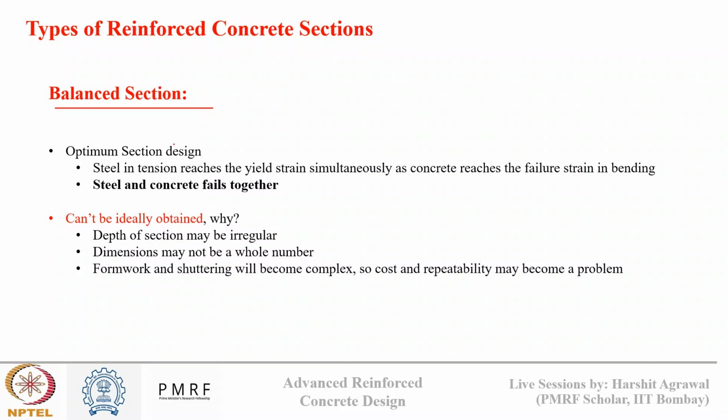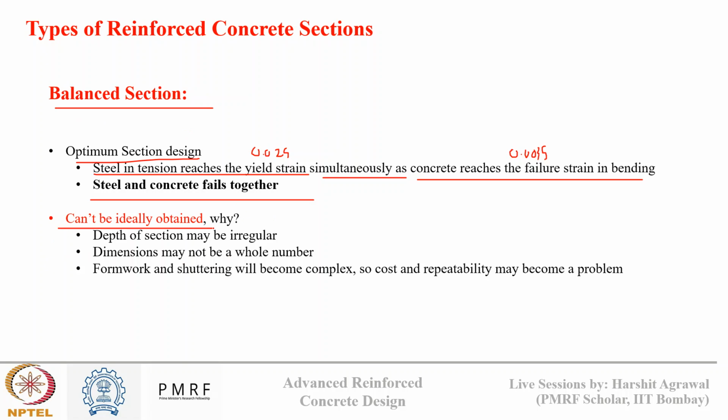So the balanced section is the optimum section design. Steel in tension reaches the yield strain simultaneously as the concrete reaches the failure strain. So yield strain is 0.0025 and concrete's failure strain is 0.0035. When both strains are reached simultaneously, we say it is a balanced section. Both concrete and steel are failing together, and it is an ideal system. However, we can't obtain this section every time.